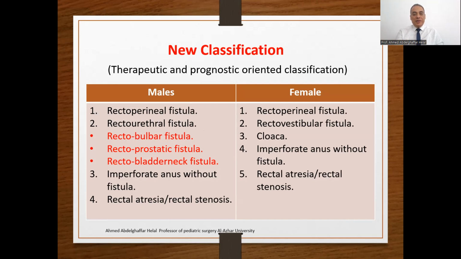On the other hand, regarding the female anomaly, there will be rectoperineal fistula like that in the male, and rectovestibular fistula, where the rectum opens with a small fistula in the vestibule of the vagina, and we'll describe it. Then there is cloacal malformation, a spectrum of anomalies related to the cloaca, in which the urinary bladder, the vagina, and the rectum open in one single common chamber. There may also be imperforate anus without fistula, and rectal atresia or rectal stenosis.